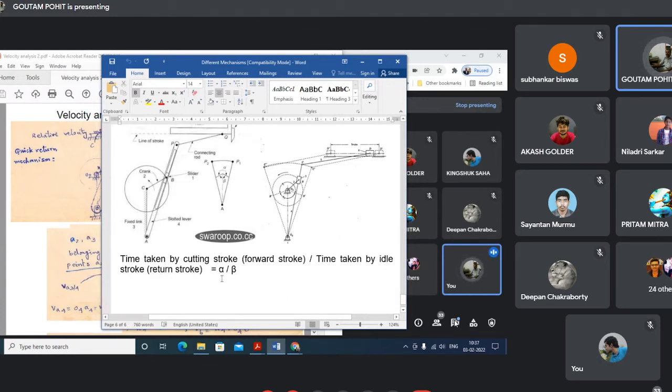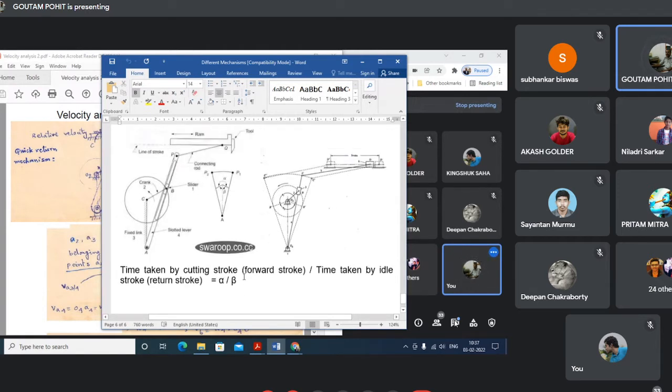Since alpha and beta are different, the cutting time and the return time will be different. Naturally, the forward stroke will be slower and the reverse stroke will be faster. So this is what we gain with the help of a quick return mechanism. Any question?